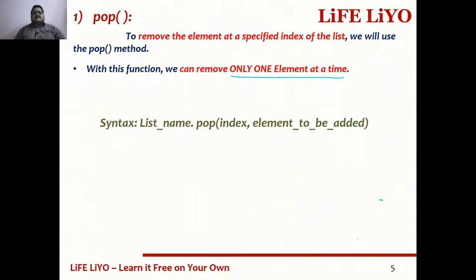What is the syntax? Simple. List name dot pop, and the index of the element to be removed. Typing mistake here. Whatever index you want to remove, that index has to be passed here.